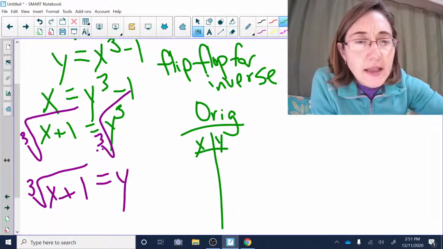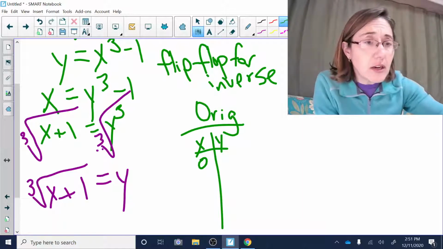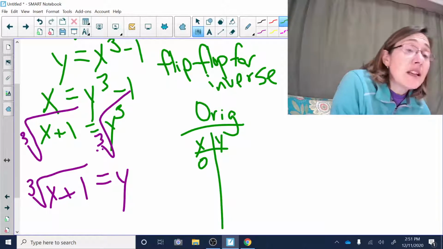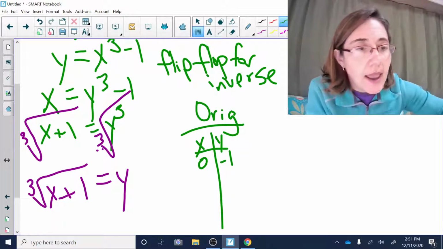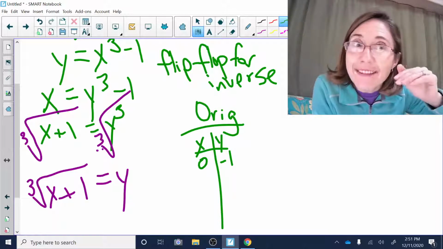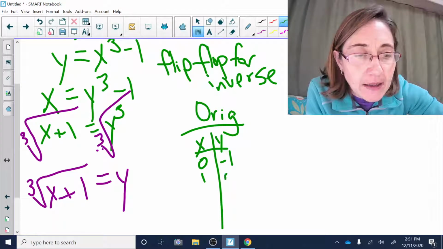So x's and y's, let's put a 0 in for x. I'm talking about the original function here, y equals x cubed minus 1. Put a 0 in for x. 0 cubed is still 0. Subtract 1, we're at negative 1. Okay, I'll put a 1 in. What's 1 cubed? 1 times 1 times 1 is still 1. It's not 3, it's 1. 1 minus 1 is 0. So put a 1 in, I got a 0 out.